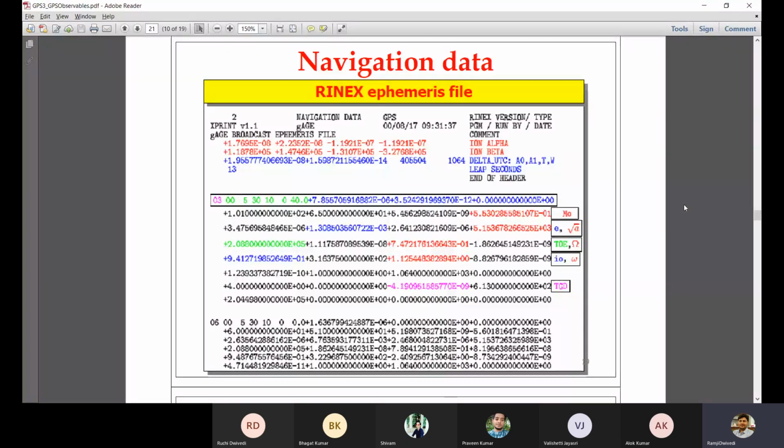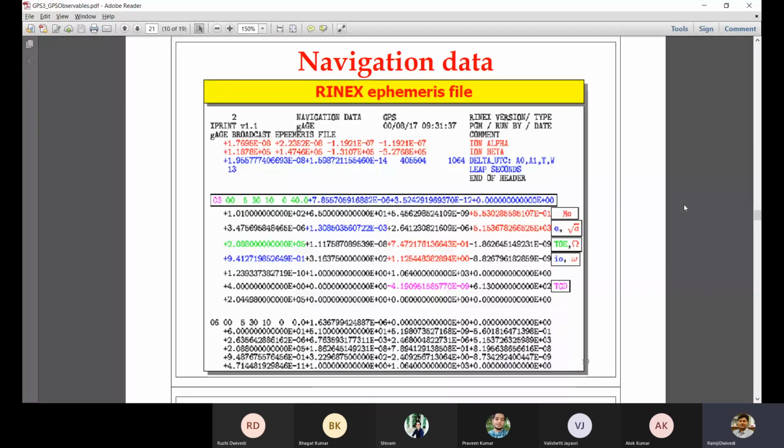Ascending node, I naught, argument of perigee, total group delay, everything is written but in terms of numerical values. These values make this navigation file a little slow in terms of modulation rate because a lot of information has to be communicated. Okay.